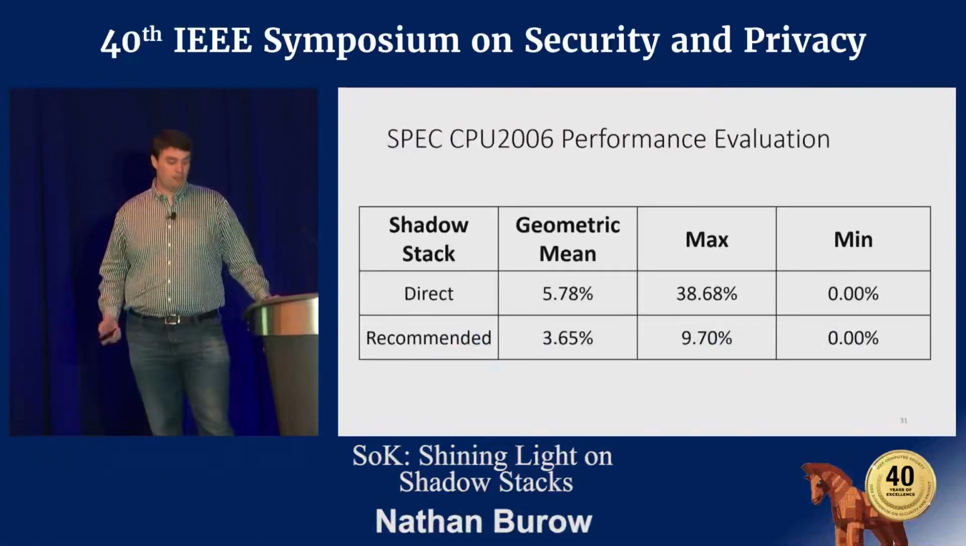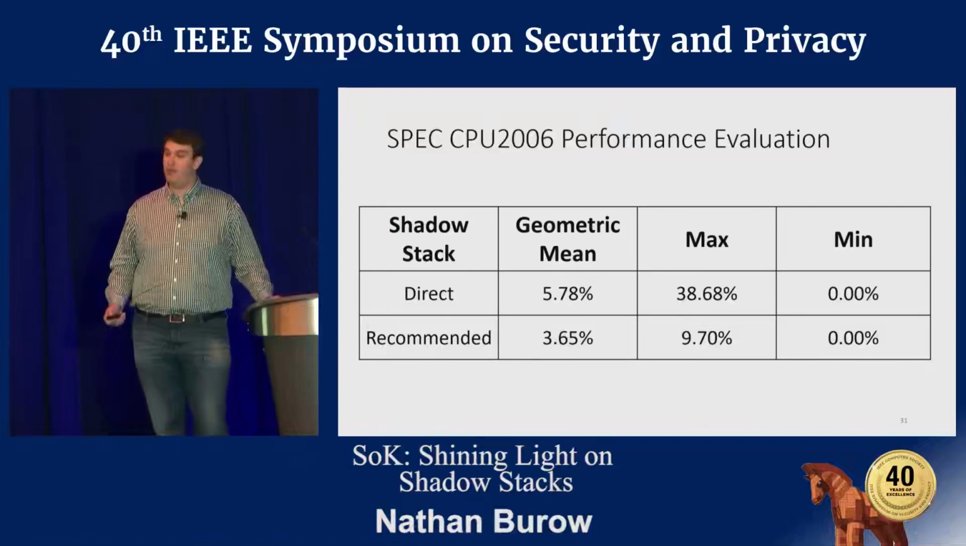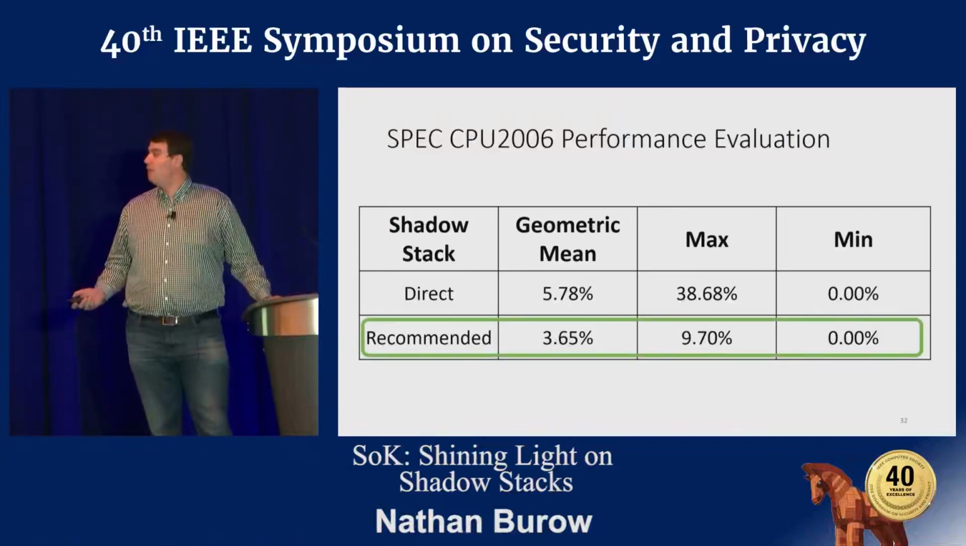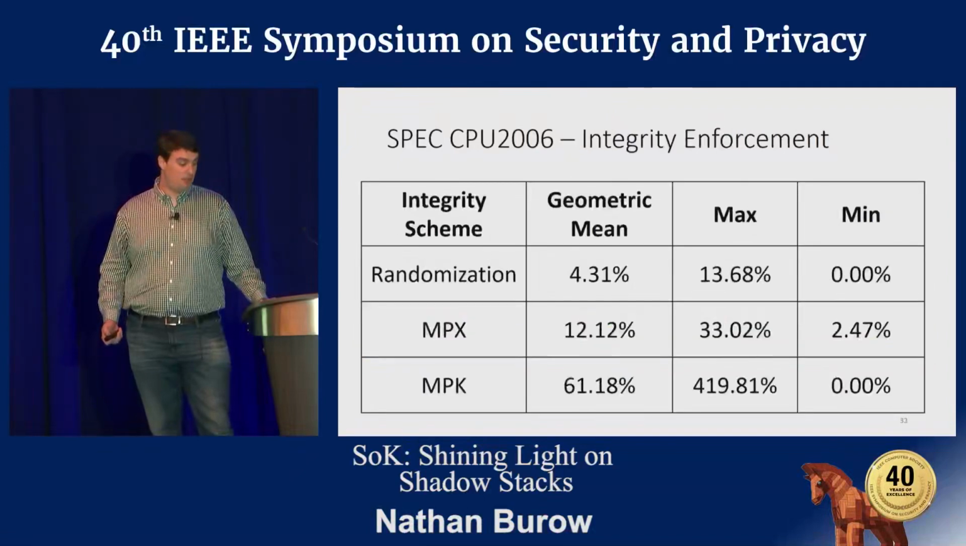So finally, I just want to wrap up by highlighting some of our performance evaluation results. I'm running short on time, so I'll go a little bit quickly here. But the punchline is that our recommended shadow stack has 3.65% overhead on average, and that this is lower than the direct shadow stack mapping, which was previously thought to be the most performant.